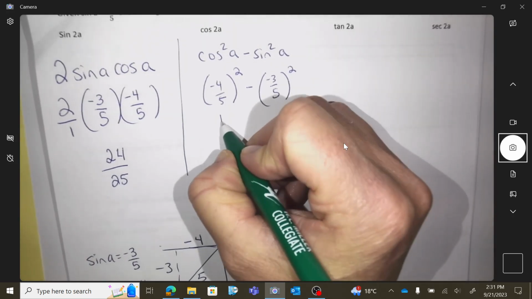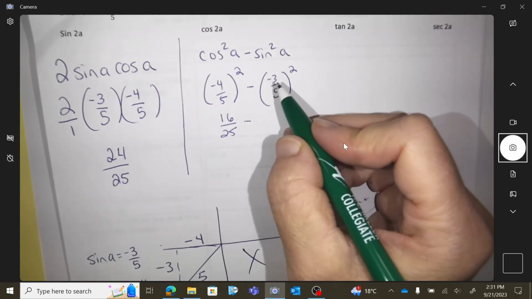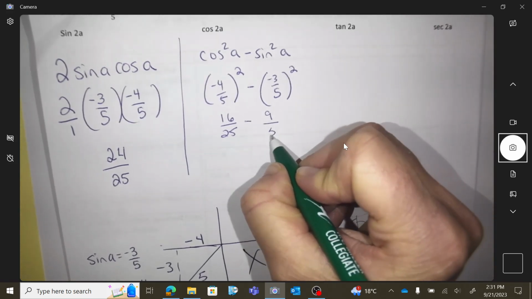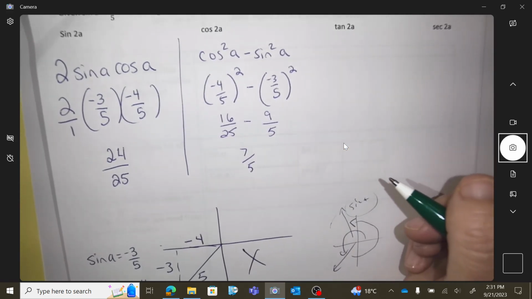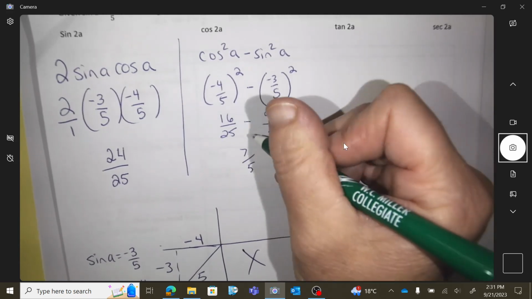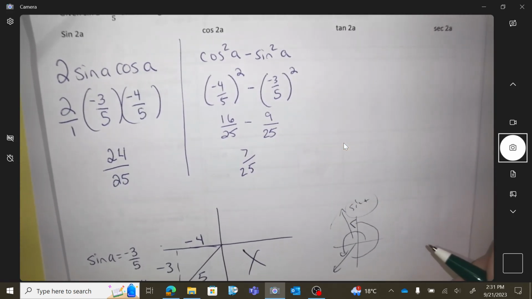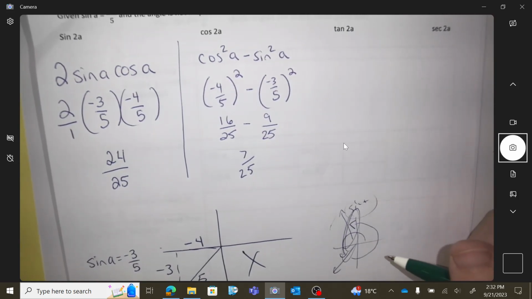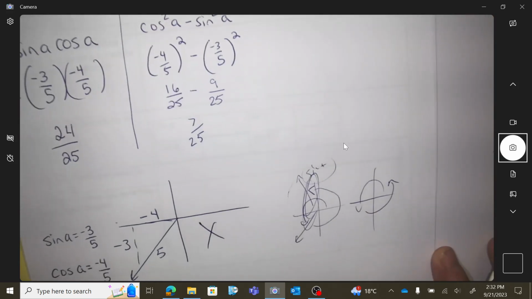All right, so I get positive 16 over 25. Subtract positive 9 over 5, 7 over 5. What? 25. 25. So I guess I ended up technically in quadrant 1 when I doubled. That's where I would have ended up then, once I doubled. Here, doubled, I ended up in that quadrant when I doubled.